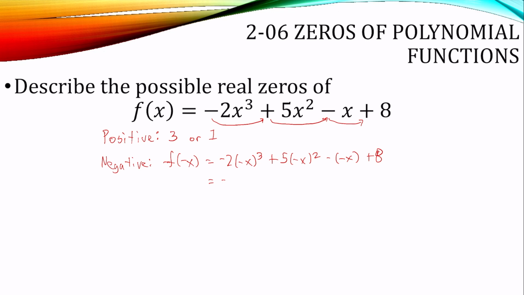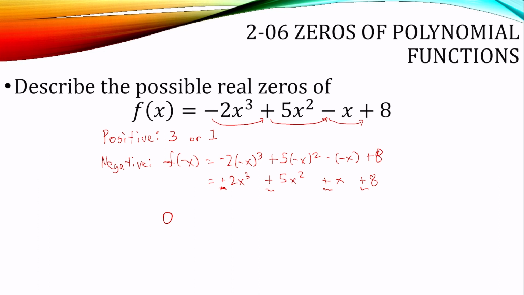So negative x cubed times the negative 2 would become positive 2x cubed. Negative x squared is positive x squared, so it's still positive 5x squared. Negative and negative is a positive. And we look at how many times the sign changes here. Well, they're all positive. So there are 0 negative zeros, because there are no variations in sign.